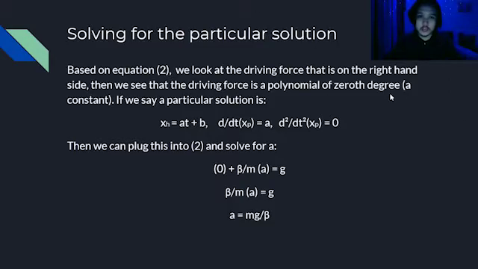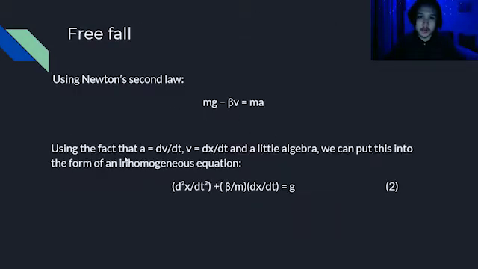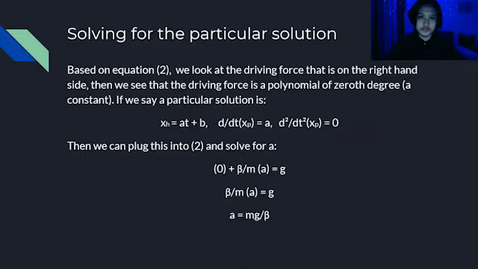Based on equation 2, we look at the driving force on the right hand side, and we see that the driving force is a polynomial of degree 0, which is a constant. So we see that a particular solution is x p equals a times t plus b, the first derivative of x p equals a, and the second derivative of x p equals 0. Then we can plug this into the equation to solve for a, and we find that a equals mg over beta.